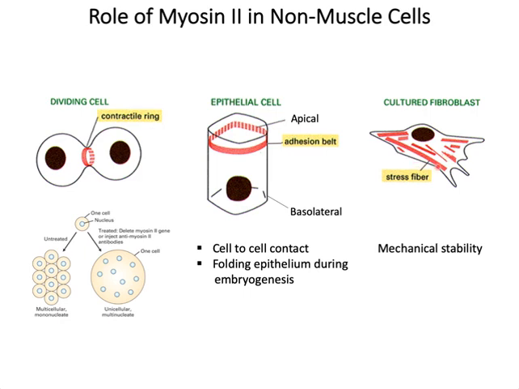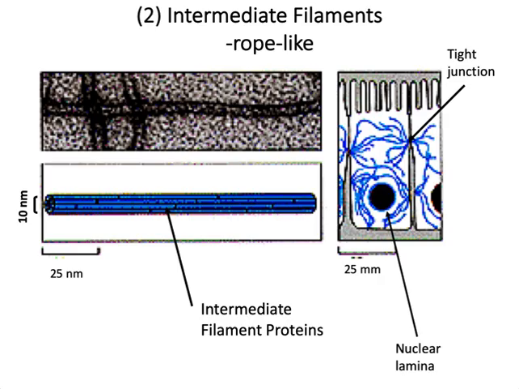Finally, in cells that display actin as stress fibers, here's an example of a fibroblast, you often find myosin 2 interacting with stress fibers, and this adds mechanical stability to these stress fibers, and then of course this confers stability to the cell.